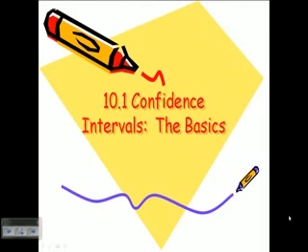We are beginning our study of inference procedures with an introduction to confidence intervals. This podcast deals with topics from the first section of Chapter 10, Confidence Intervals: the basics.